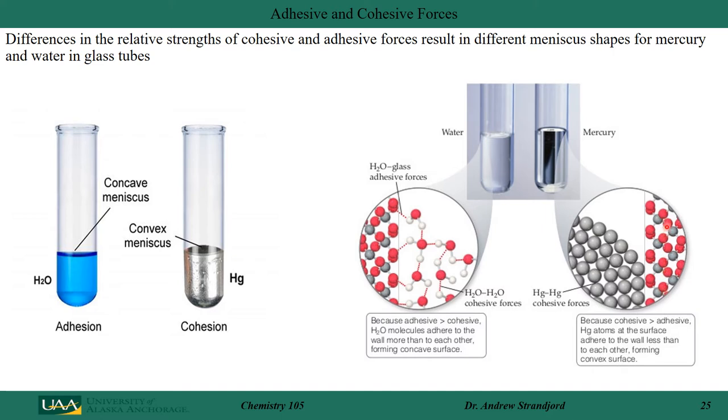If I look at mercury in the other case, again, I represent my glass solid here, the wall that the mercury is up against, as my SiO2 molecules. In this case, my cohesive forces are greater than my adhesive forces. So the attraction between mercury and mercury is greater than between mercury and the wall, or the molecules that make up the solid, which then tends to give the top a higher level, a convex meniscus.